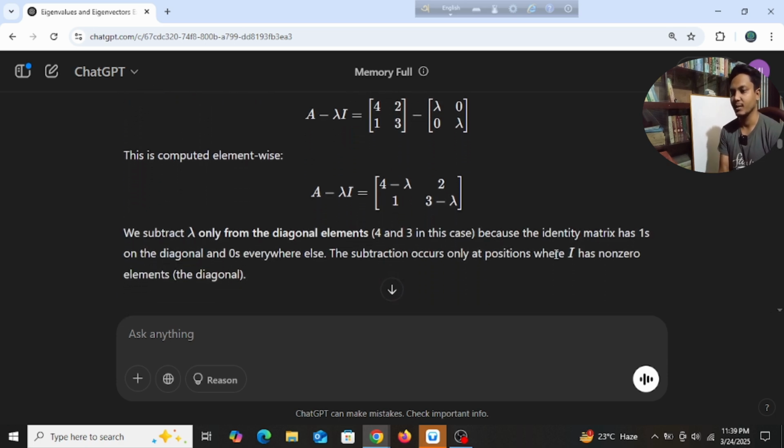So now you can see, if you subtract according to the formula, we get this value, right? We subtract lambda only from the diagonal elements, 4 and 3 in this case, because the identity matrix has ones on the diagonal and zeros everywhere else. The subtraction occurs only at positions where I has non-zero elements, okay.